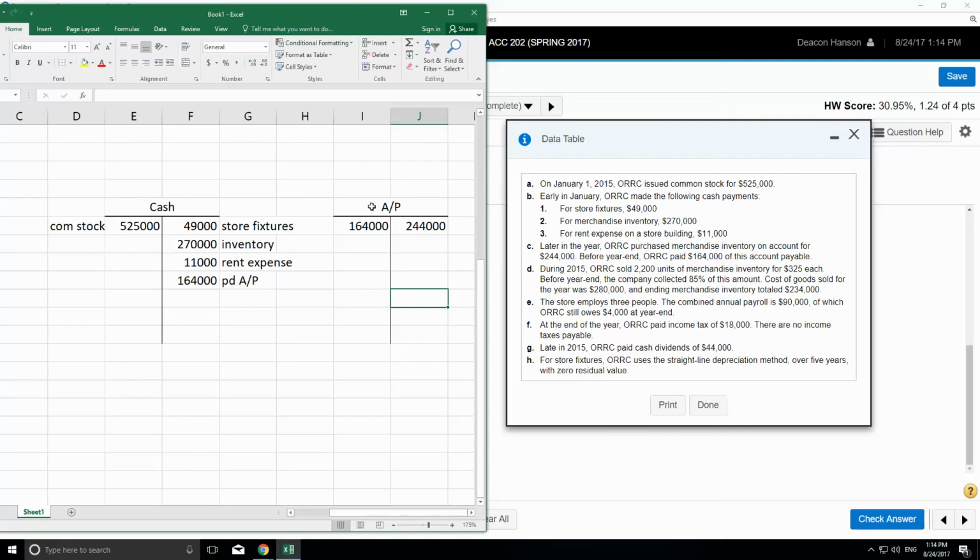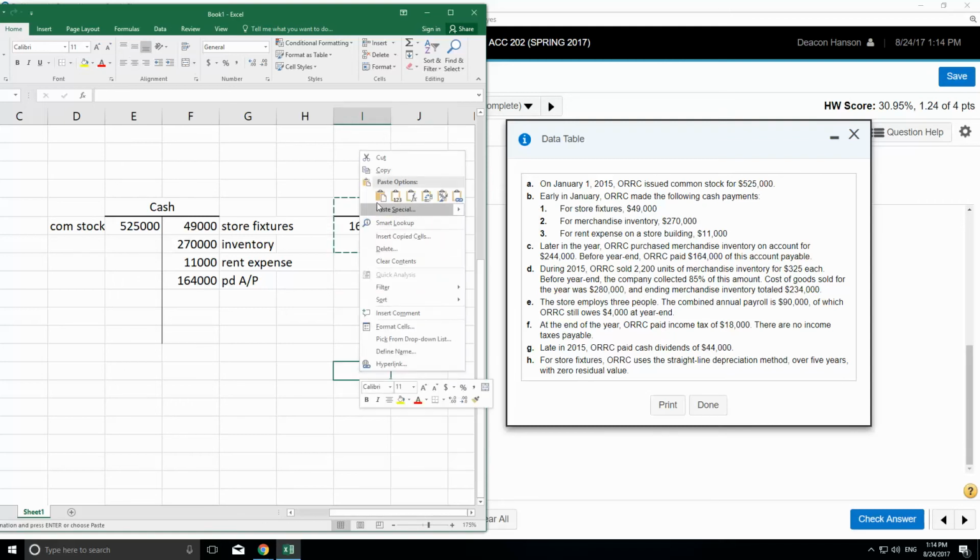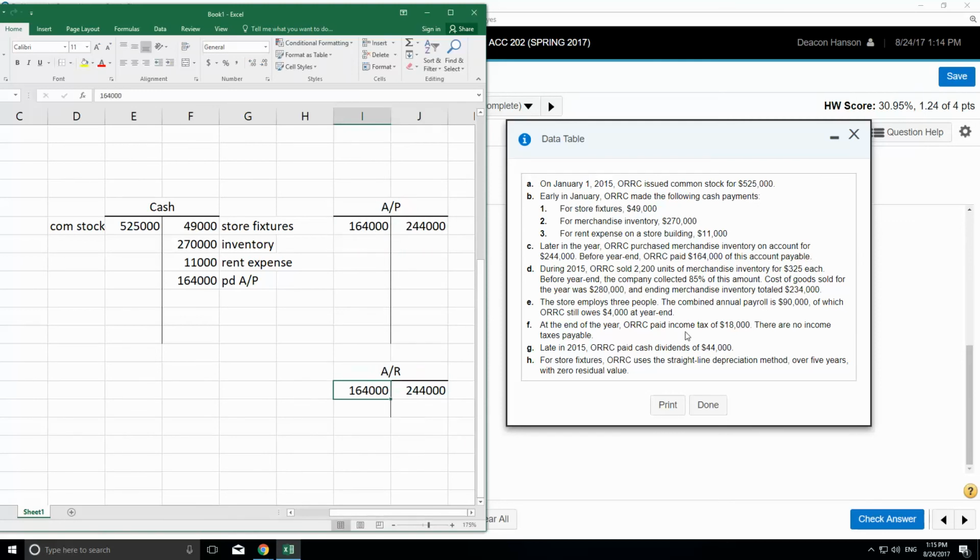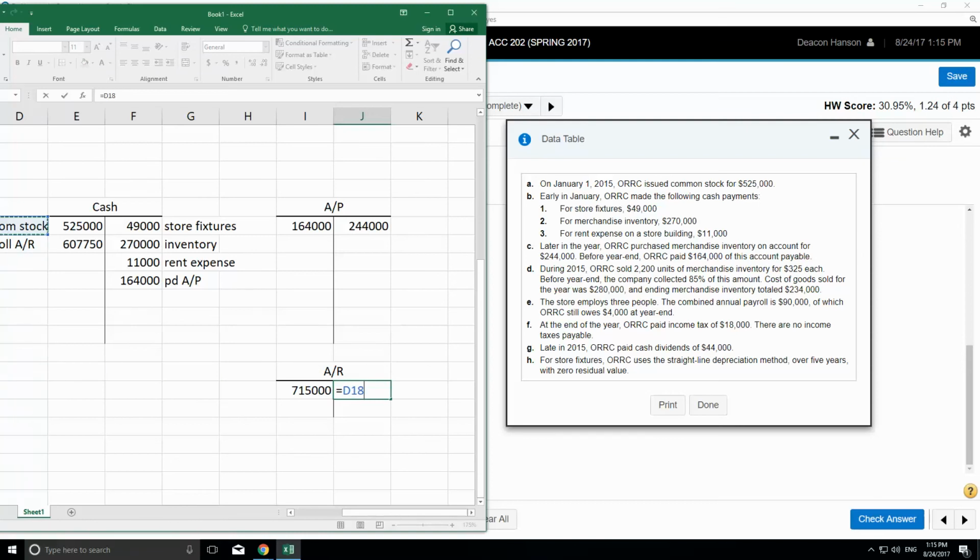Okay, the other thing they did is they had accounts receivable. It says that they sold 325,000, which we already computed. They sold 2,200 at $325 each. And then it says, by year end, the company collected 85% of this amount. So we can plug that in here. We can say we collected 85%. I'm just multiplying the 715,000 by 85% of the accounts receivable. We also have to show that number decreasing over here to get the right accounts receivable balance.